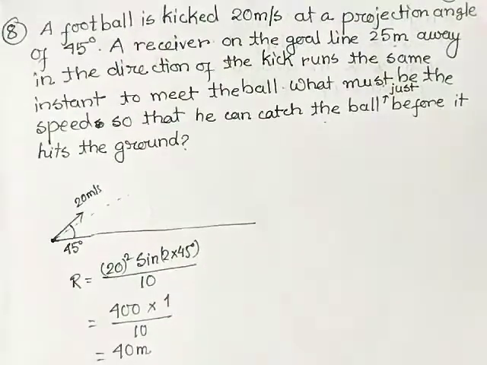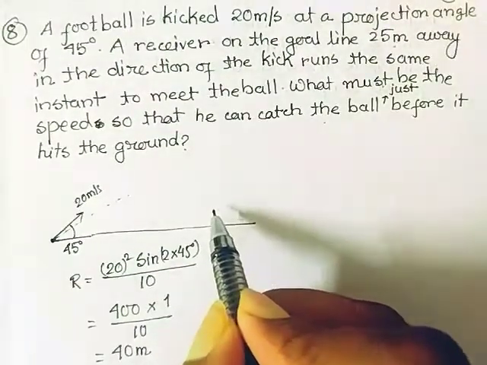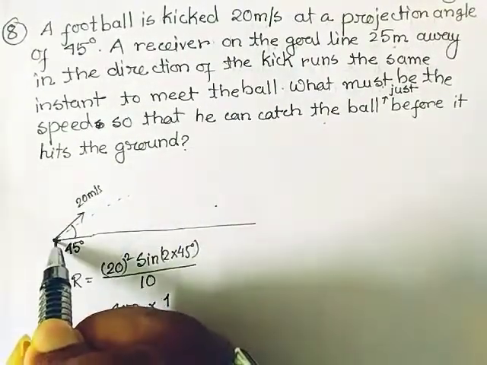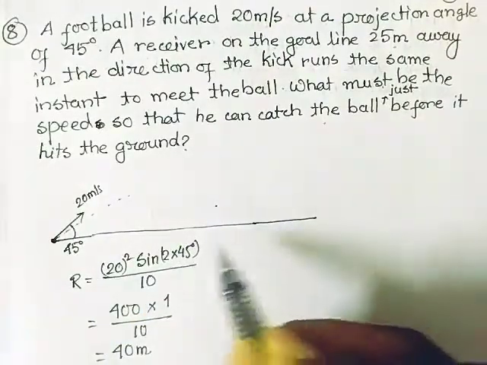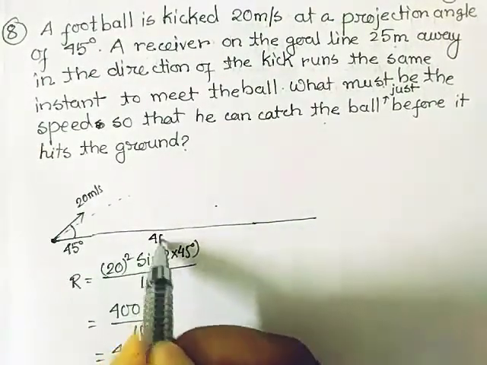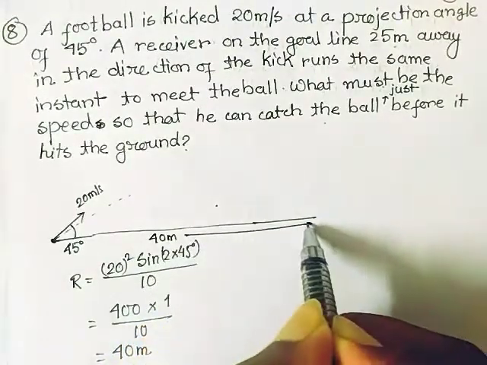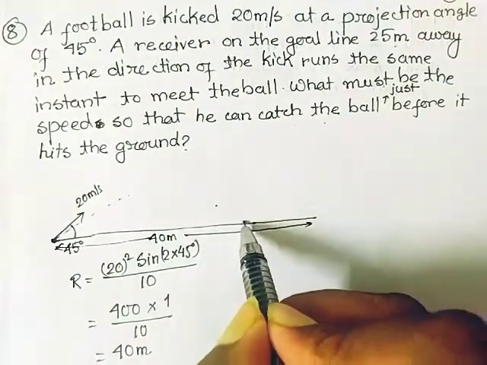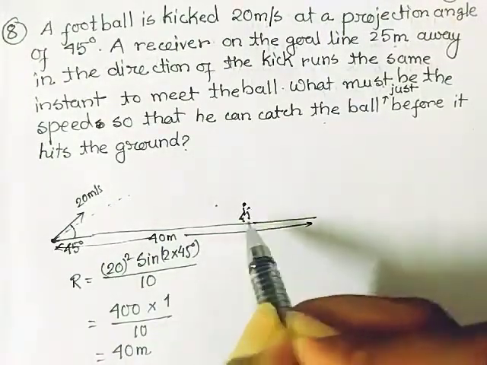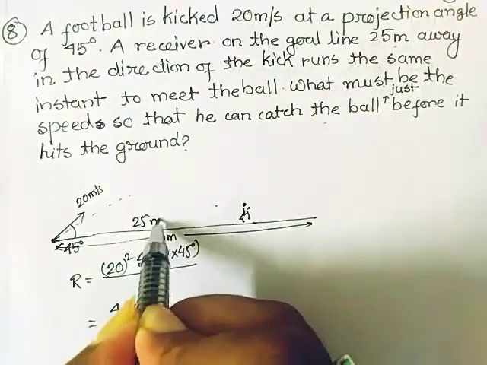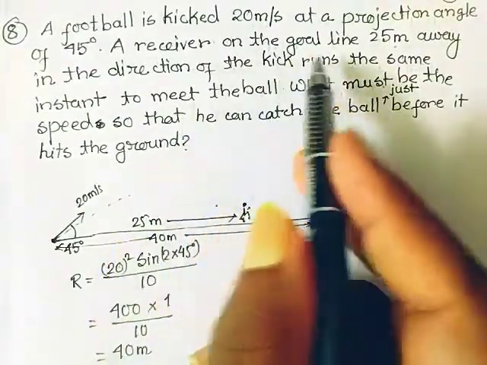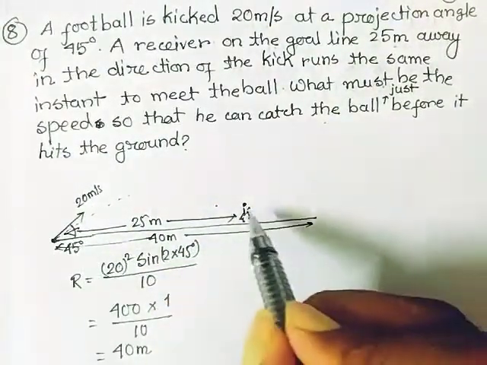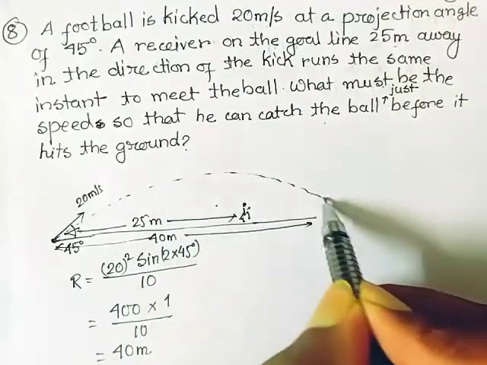Okay, but the player who wants to catch this ball before it reaches the ground is somewhere before that, because the range from here to here is 40 meters. So the player is somewhere here, and his distance from the kick is 25 meters. The receiver on the goal line is 25 meters away. So he is here, and the ball is falling like this.